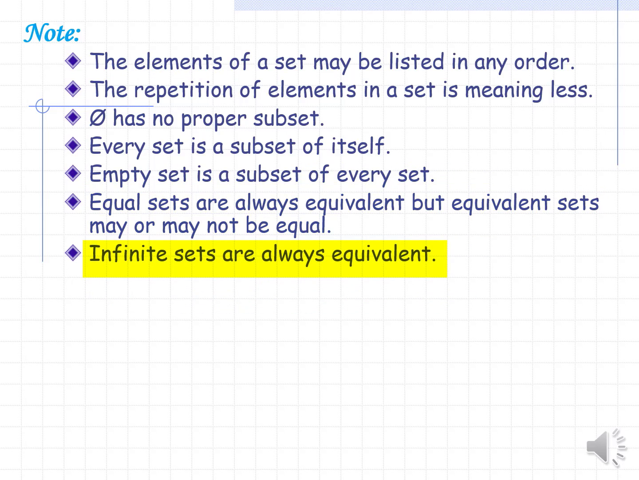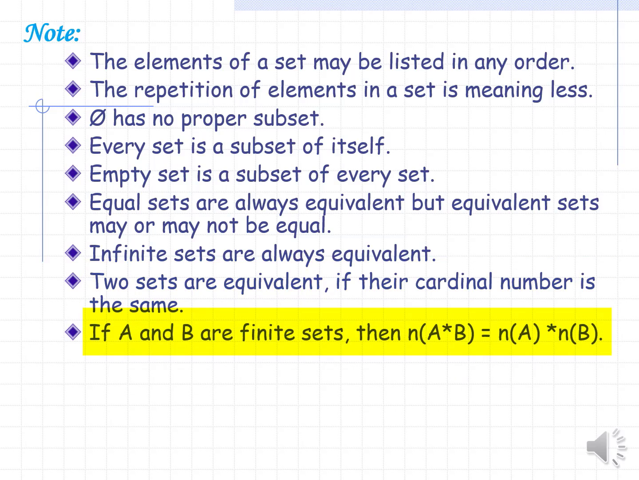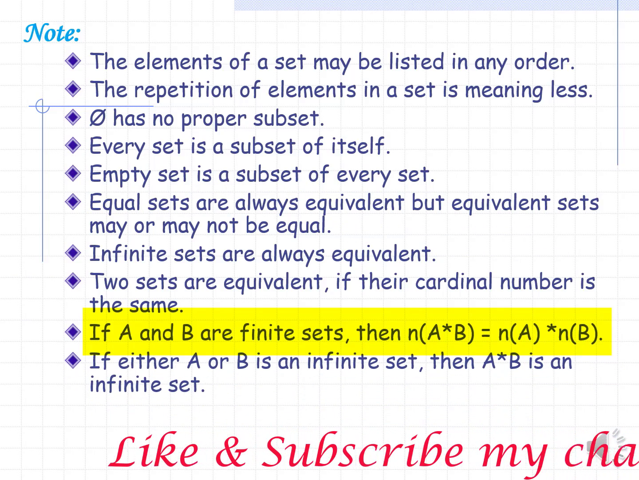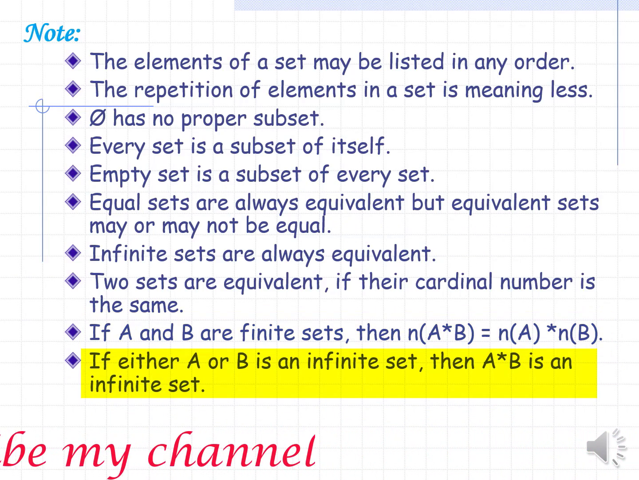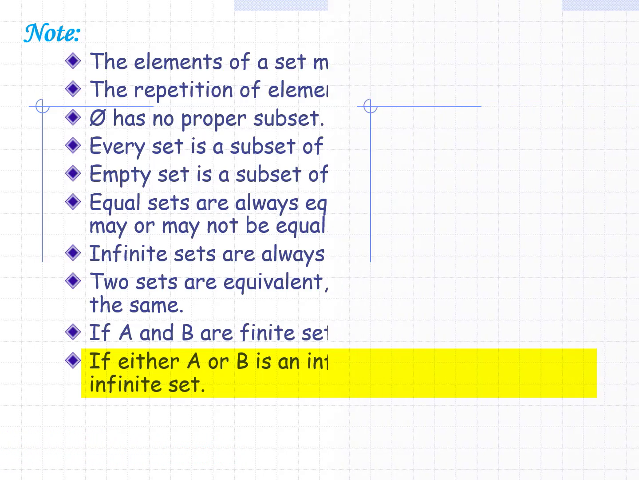Infinite sets are not always equivalent. Two sets are equivalent if their cardinal number is the same. If A and B are finite sets, then the number of elements of A cross B is equal to the number of elements of A times the number of elements of B. If either A or B is an infinite set, then A cross B is an infinite set.